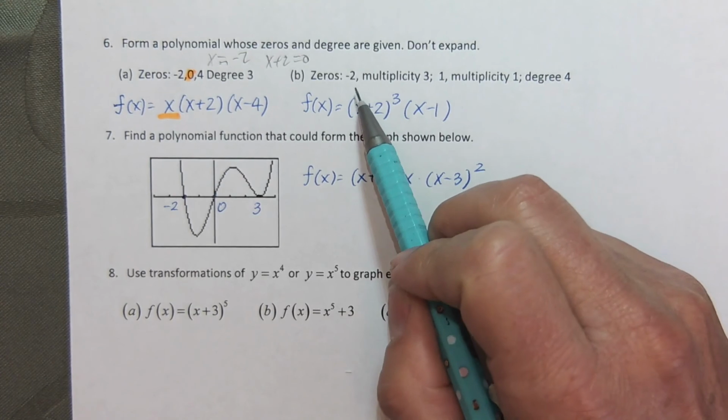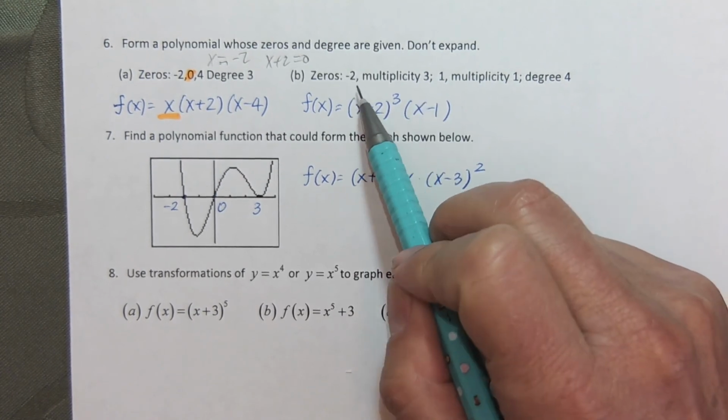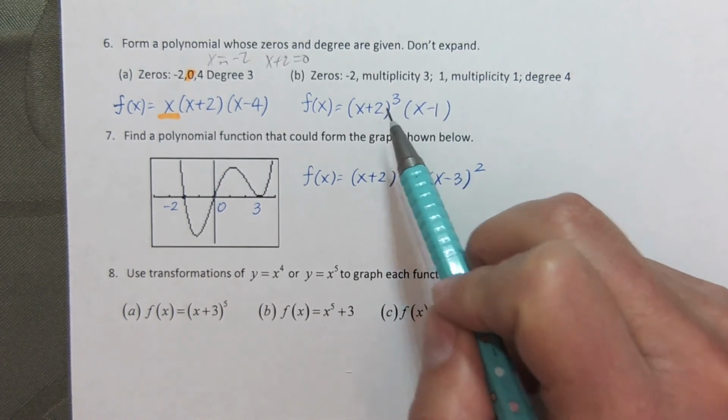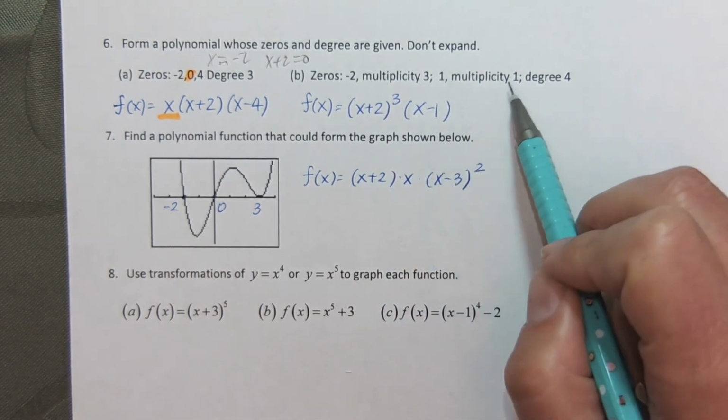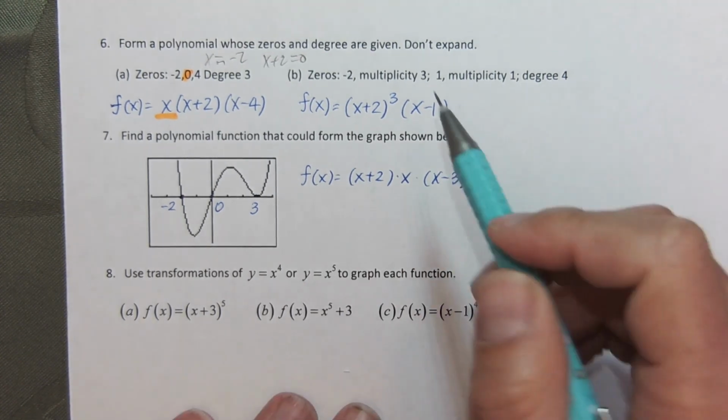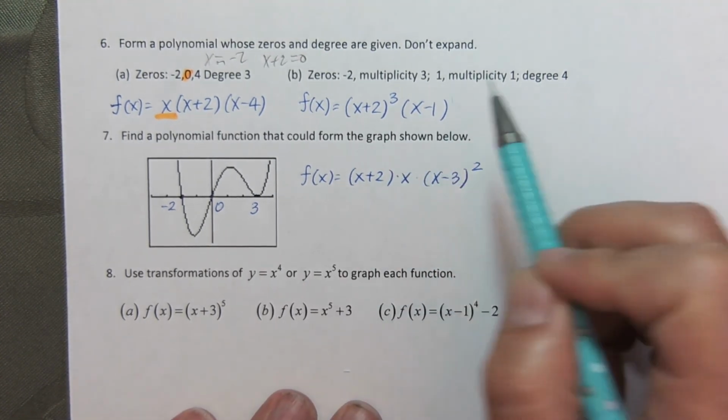Here we're going to have a 0 at negative 2. It says multiplicity 3, so again, adding it to the other side, we get x plus 2 to the third, because it's multiplicity 3. And we have one at 1, multiplicity 1. And it's a 4th degree, and you can see 1, 2, 3, 4th degree.